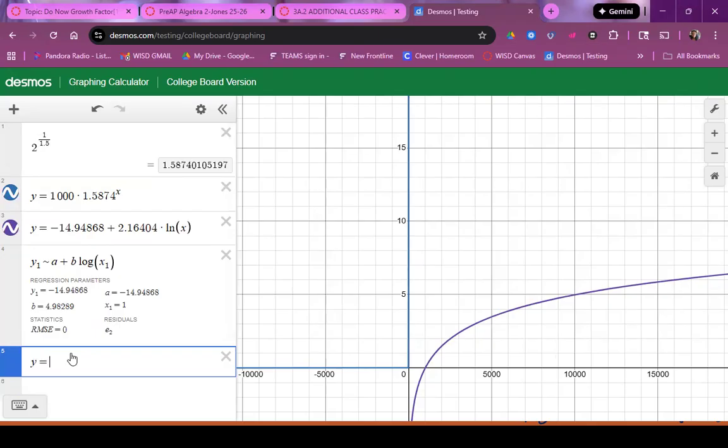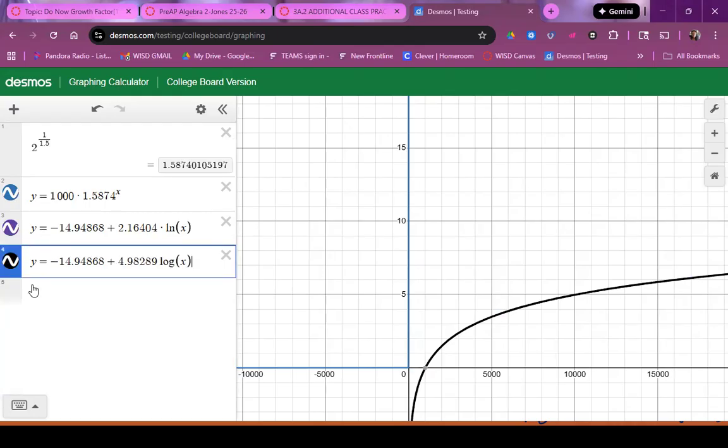So we're going to write y equals, and I'm a cheater. I just copy because I don't want to have to type. Plus log of x. And what do you notice? They're exactly the same. We're also going to type in the one that we solved by hand.